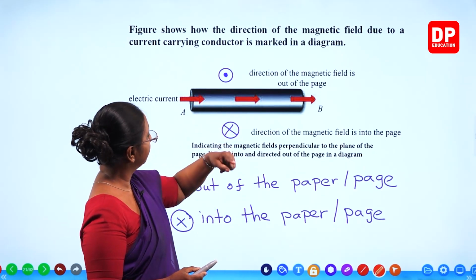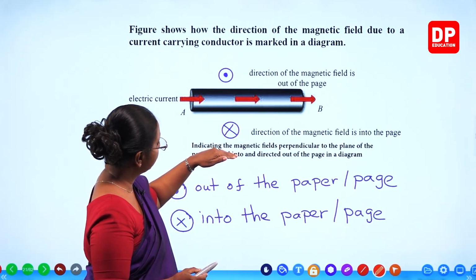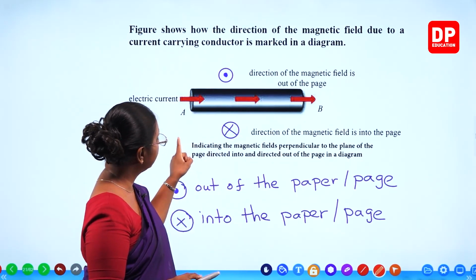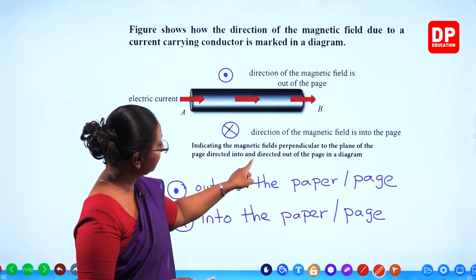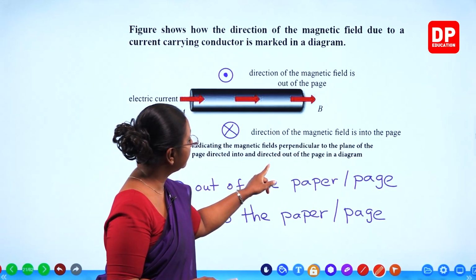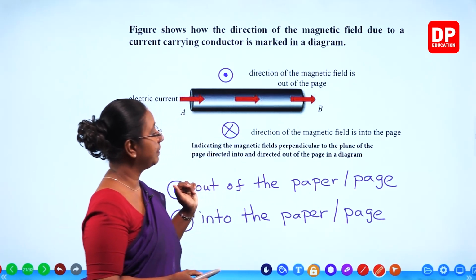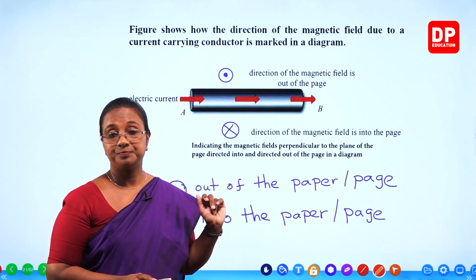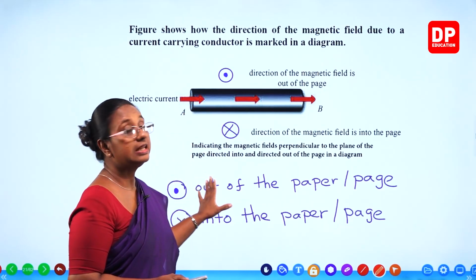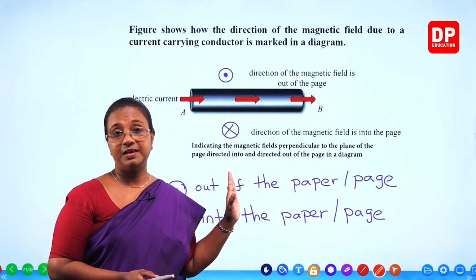So above, the field lines are coming out and below the field lines are going in. Now here you can see indicating the magnetic fields perpendicular to the plane of the page, directed into and directed out of the page in a diagram. So this is to diagrammatically represent the magnetic field.